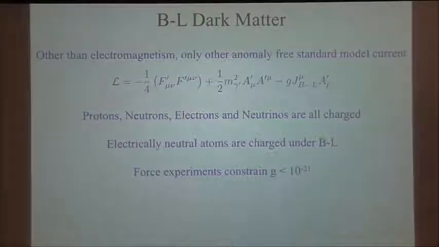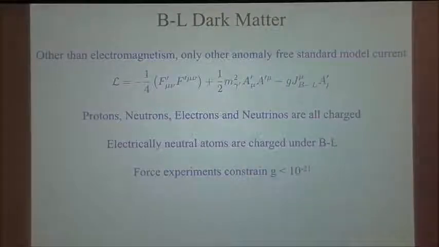Let's now look at what's called B minus L dark matter. That's this thing I talked about. B minus L is a very simple theory. There is some kinetic term, there's a mass term, and there's a coupling between standard model particles and the B minus L gauge boson, just like electromagnetism. The thing about B minus L is that under B minus L, protons, neutrons, electrons, and neutrinos are all charged. In electromagnetism, obviously, only protons and electrons are charged. These two are neutral. But in B minus L, everything is charged.